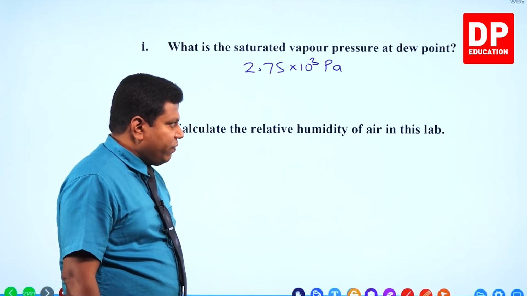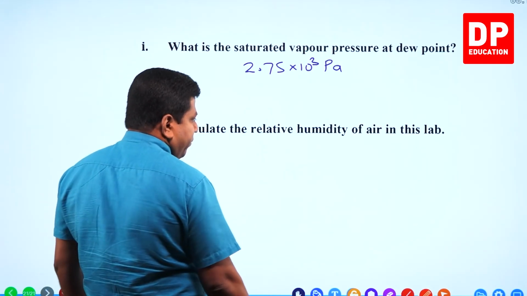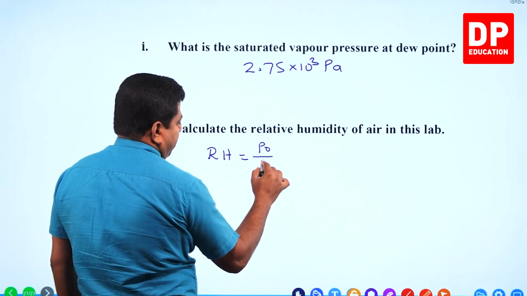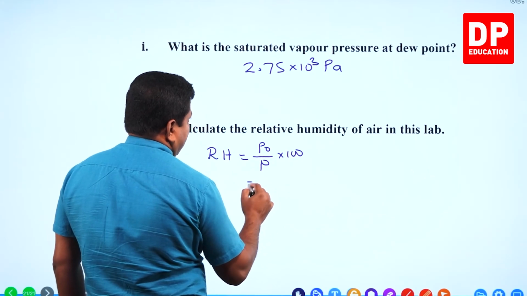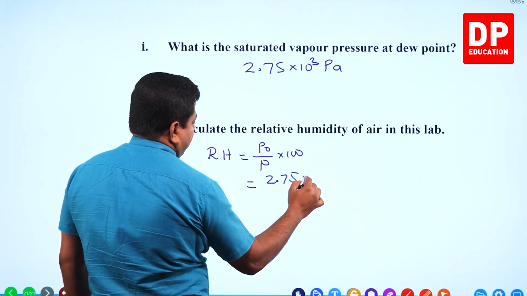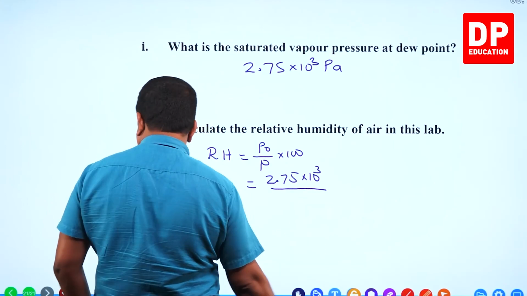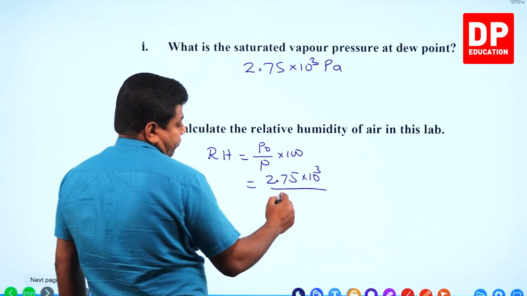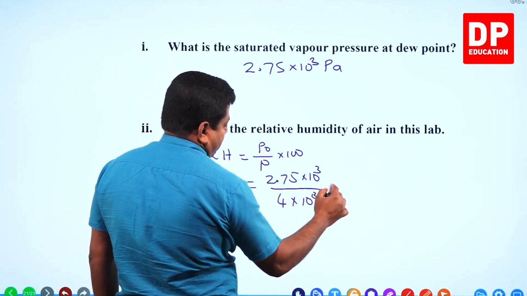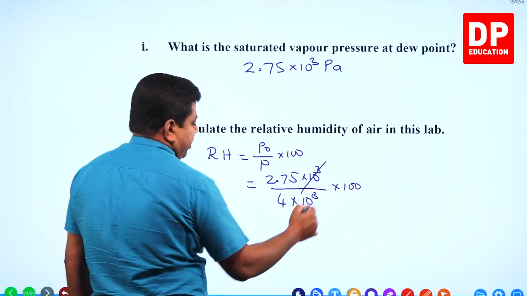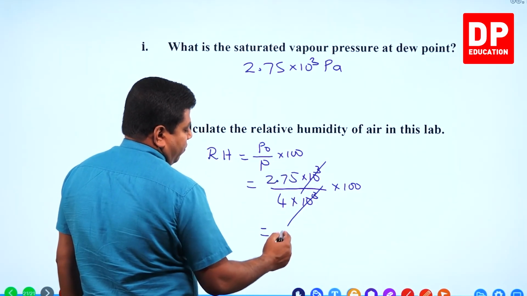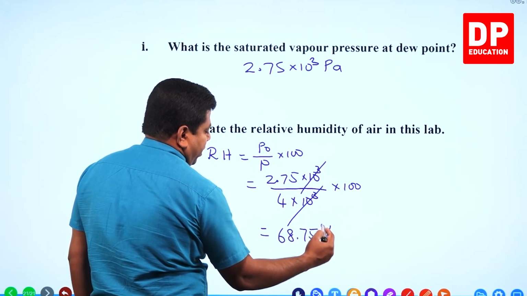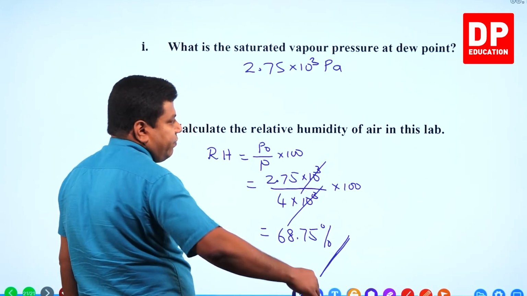Calculate the relative humidity of air in this lab. Relative humidity, you know, P naught by P into 100. P naught is 2.75 into 10 to the power 3. P is 4 into 10 to the power 3 here. Into 100. 10 to the power 3, 10 to the power 3 cancel. Then you get 4 sixes are 24, 4 eights are 32, 68.75 is the relative humidity.